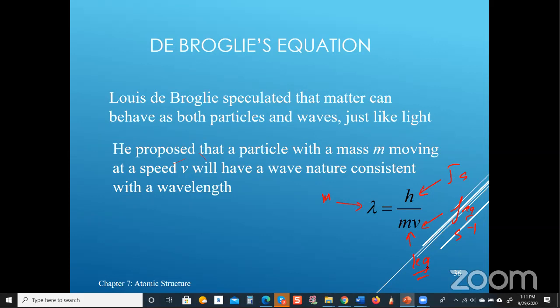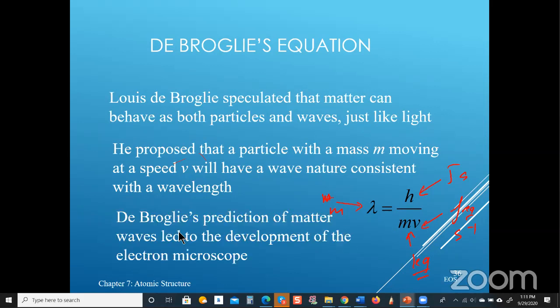So basically what this is saying is that if you have an object moving and you know the mass and the velocity, then you can easily calculate the wavelength in meters of the wave that's associated with that moving object, all right?